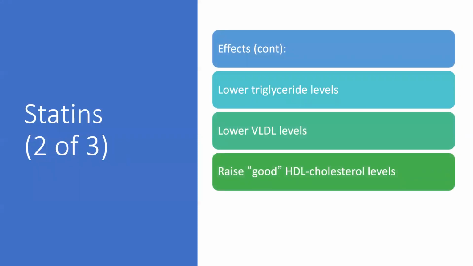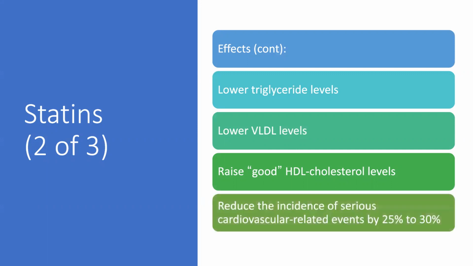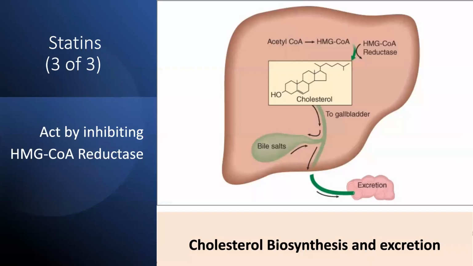So the first ring that we see, in which we have more of the protein and less of the fats, triglycerides and cholesterol, is called the good cholesterol. So good HDL cholesterol levels are being raised by the statins. They reduce the incidence of serious cardiovascular related events by 25% to 30%.